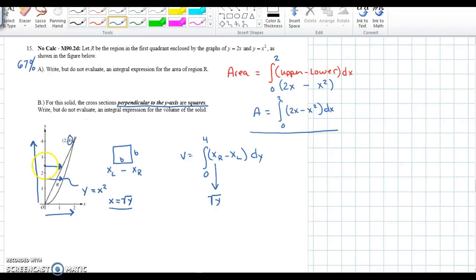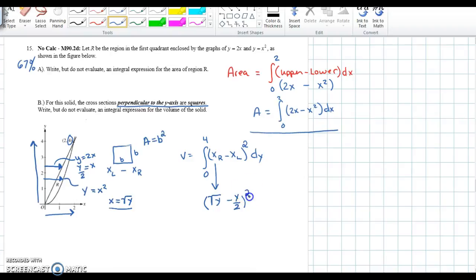Similarly, coming from left to right, the distance to the inside curve is y equals 2x. Solving for x, x equals y over 2. That means I'm subtracting y over 2. So this is the base of my rectangle. To find an area, I'd have to square that, because area is base times base, or base squared.